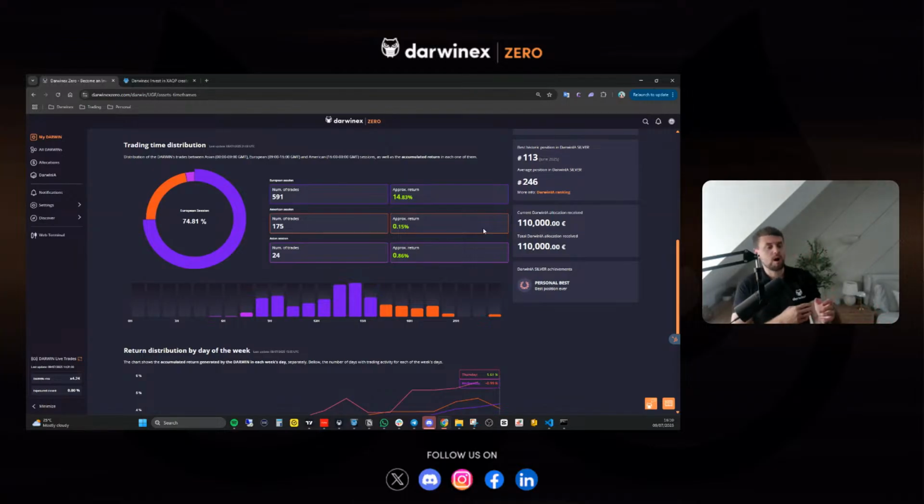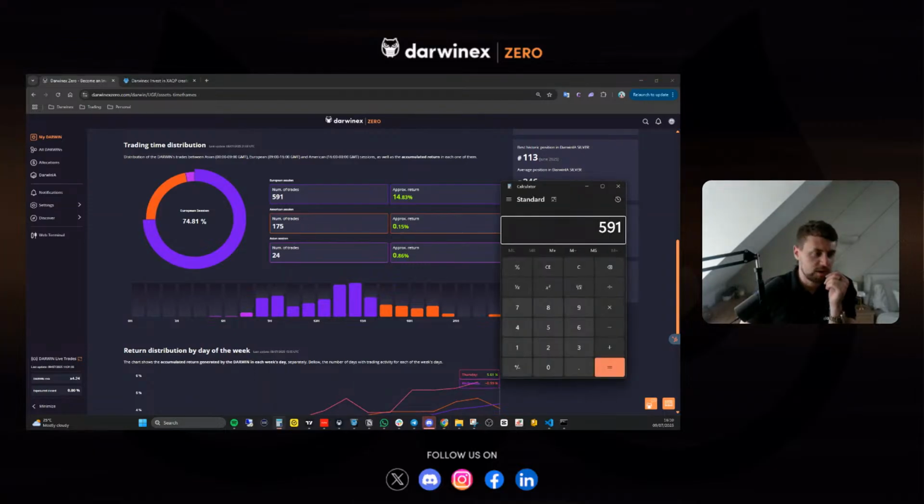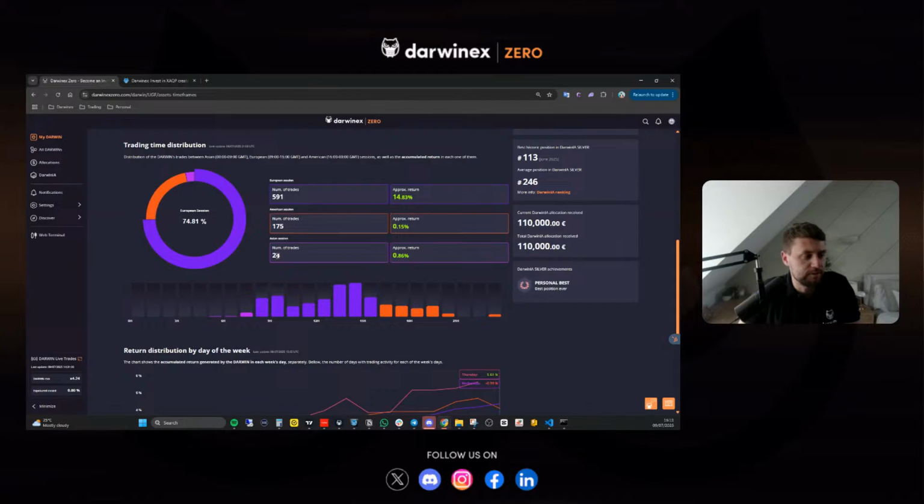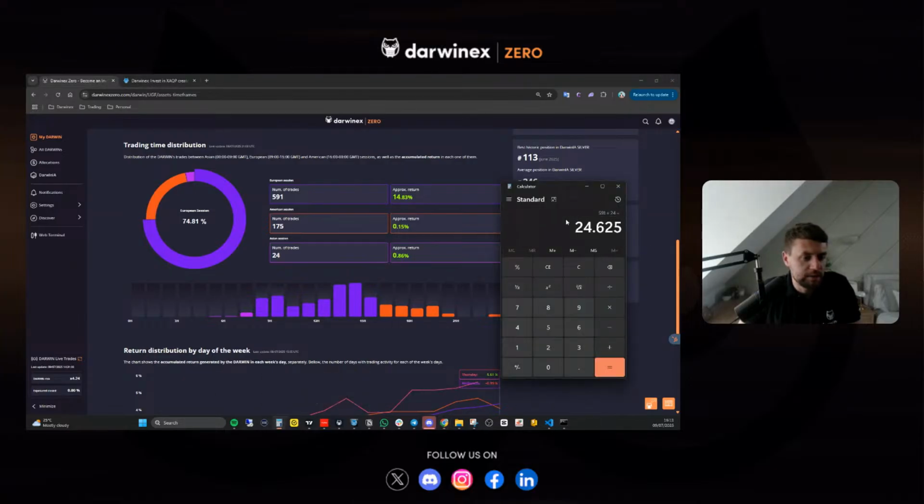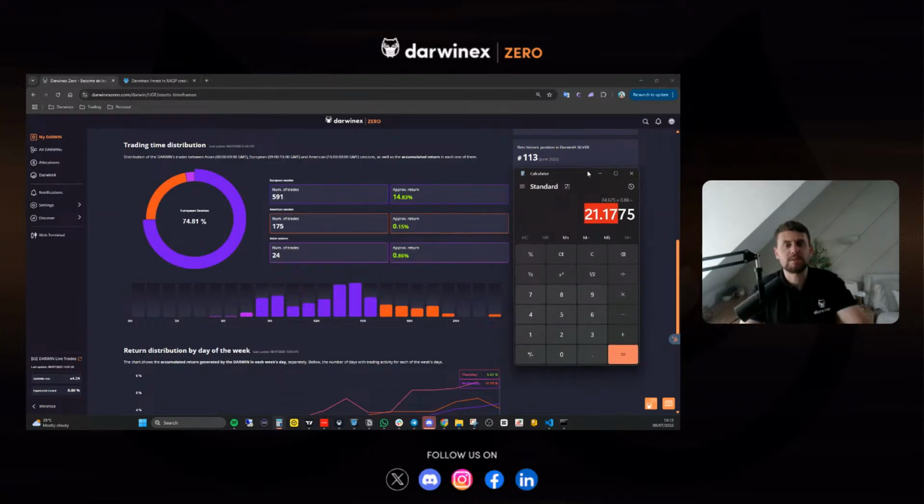Okay, so what I would be doing with this is if we go, what's 591? Let's just work this out. 591 divided by 24. So there's 24. 591 is a 24.62 multiplier of 24. So if we do that same calculation onto the return, so if we do the multiplier times 0.86, we're looking at a 21.17% return. Okay, so this is all hypothetical.